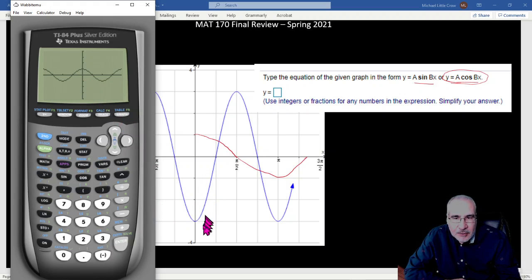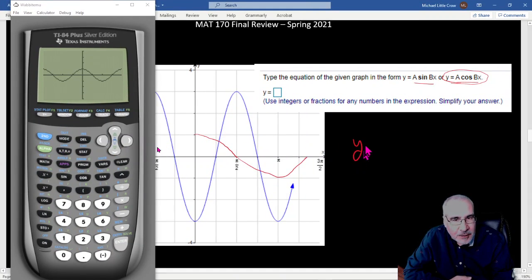So what's happened? This one is flipped. It's reflected over, so the amplitude, the a in front, has to be negative, and it's not going down to 1, it's going down to -3. So hopefully we can see readily that this should be y equals -3, because it goes from -3 to +3, cosine. And then now we've got to look at the period.